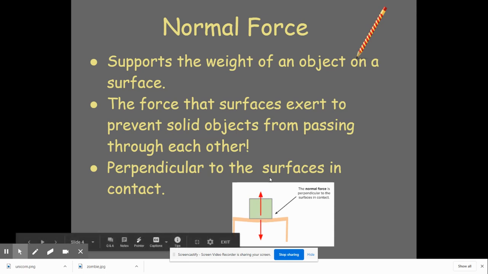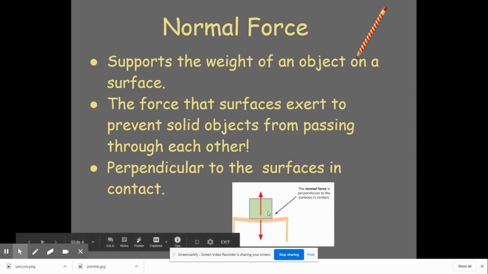And what it's doing is it's actually supporting. The normal force is that support force that supports the weight of an object on a surface. So if this box is sitting on the table, I know that gravity is acting on this box, right? But this table and this box are also touching each other. So that means this table is also putting a nice force on that box to help support it.